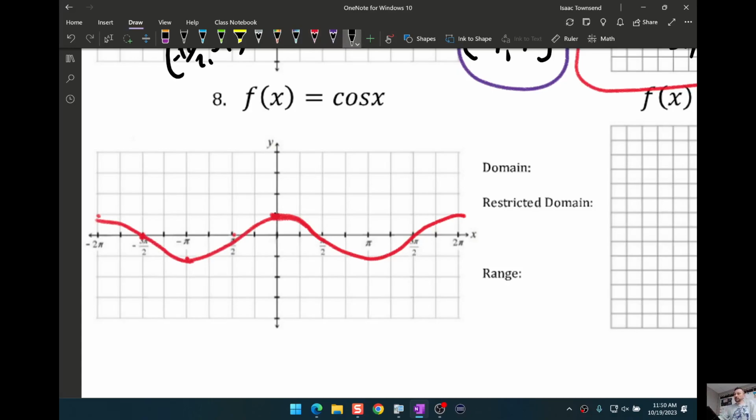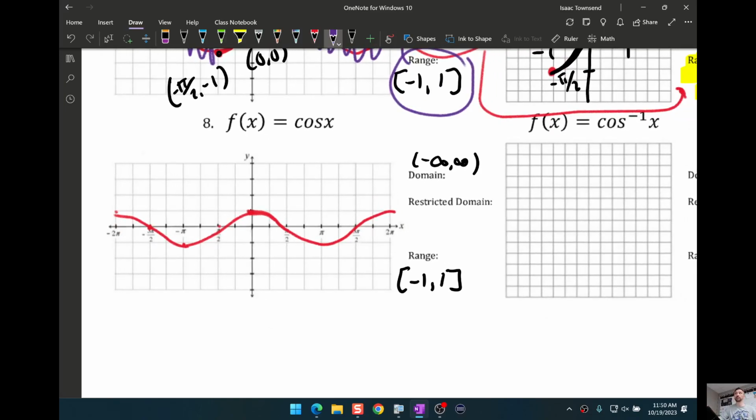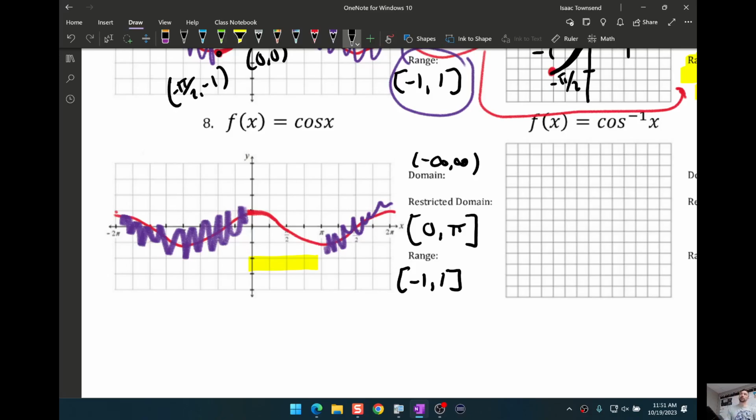So before I restrict the domain, it's negative infinity to infinity. The range is negative 1 to 1. But again, this is not 1 to 1 yet, which means its inverse is not really a function yet. We really need it to be a function. So we will ignore as little of this graph as we can that will still make it 1 to 1. And for this question, our restricted domain is 0 to pi. Include 0, include pi.